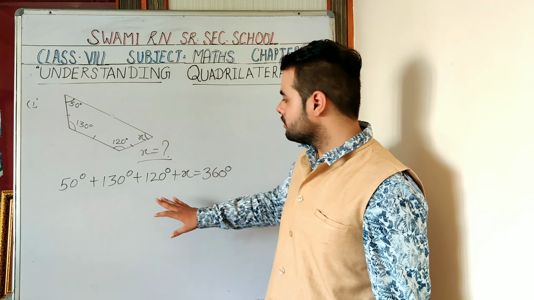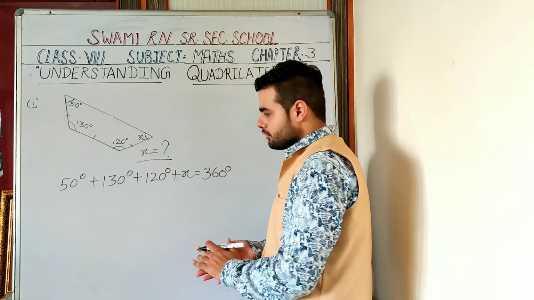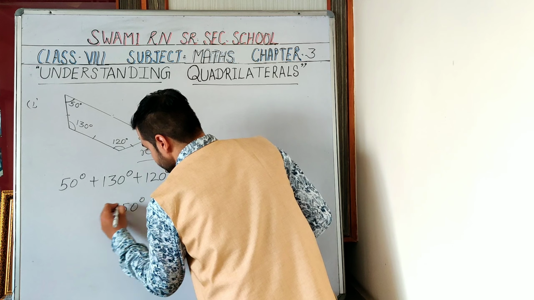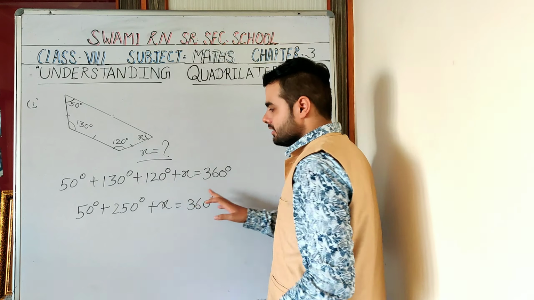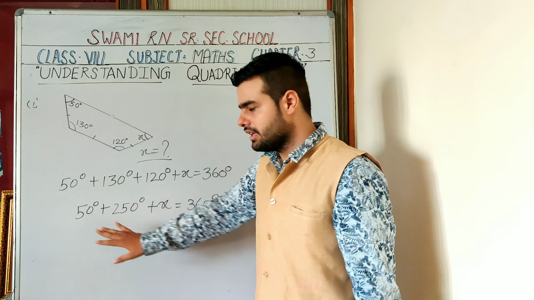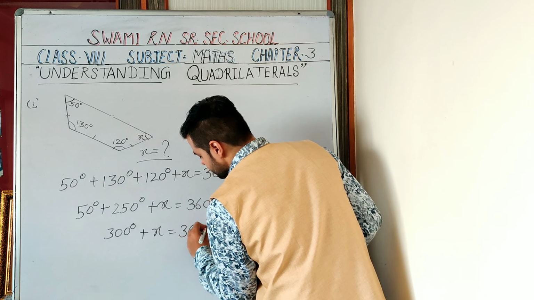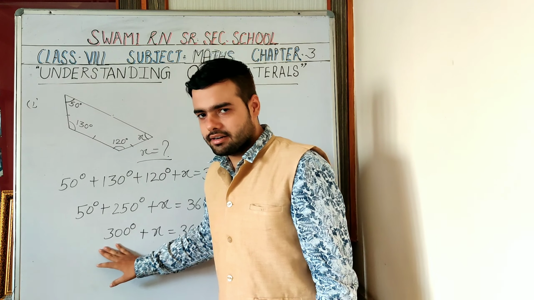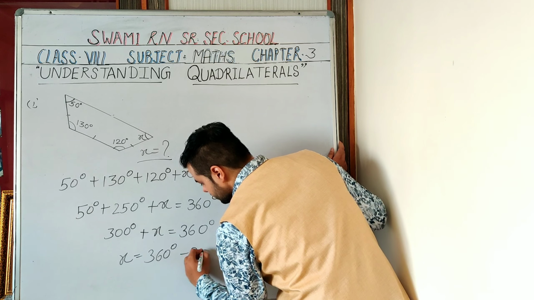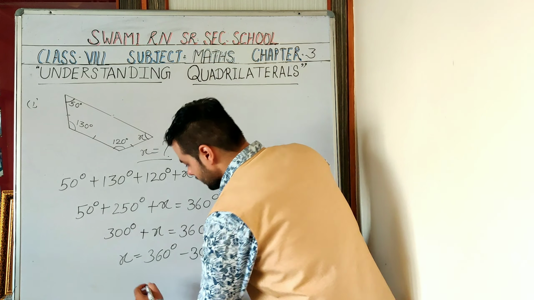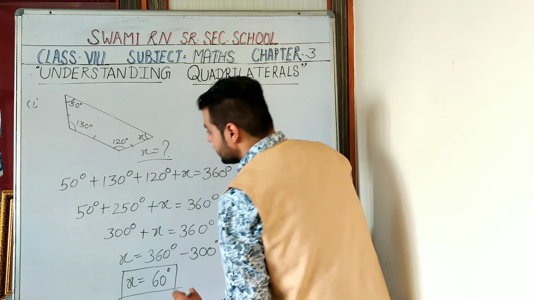Now we have to add all of these numbers. We add 130 plus 120 is equal to 250, plus 50 is 300, plus x is equal to 360. Now we move this 300 to the other side. x is equal to 360 minus 300 degrees. When we subtract both of these, I get x is equal to 60 degrees. So that is the value of x.